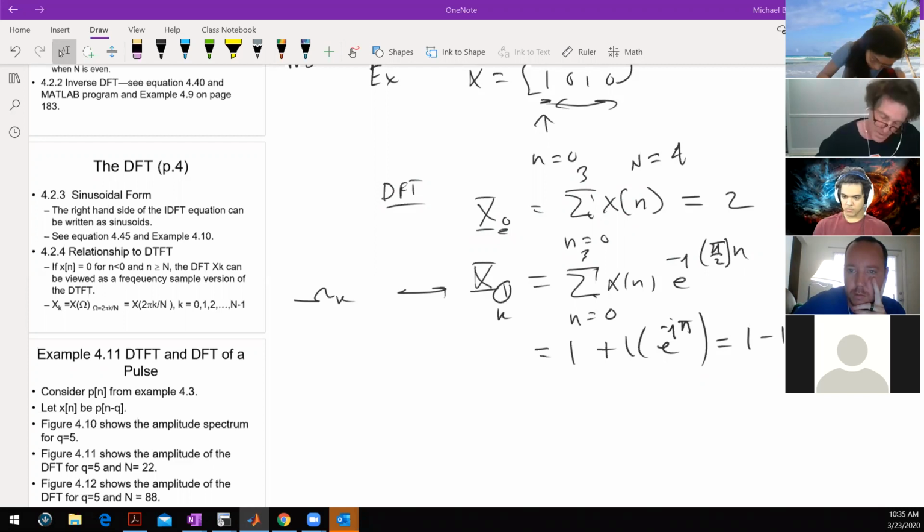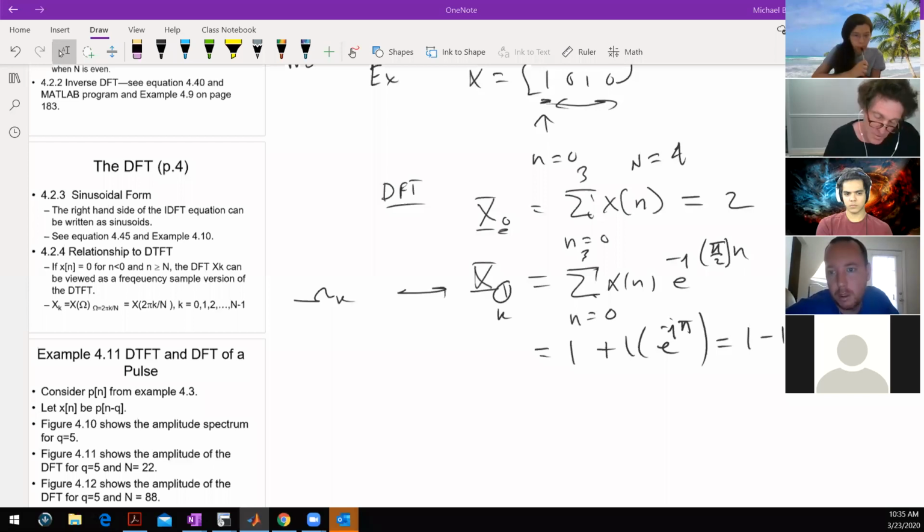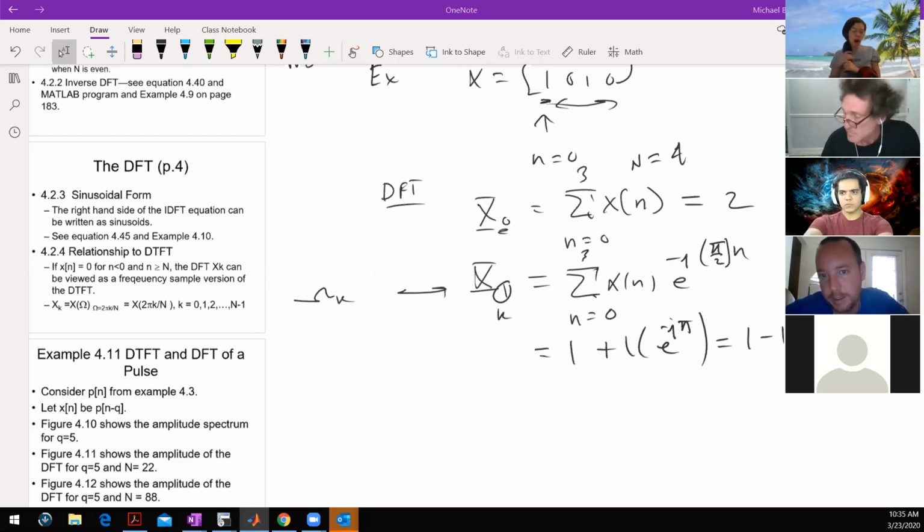Actually, for n equal 1, I have a question, Dr. Baginski. So I understand in the x of 0 in the first one that k was equal to 0 and just wiped out e basically, and in the x of 1, k is just equal to 1.